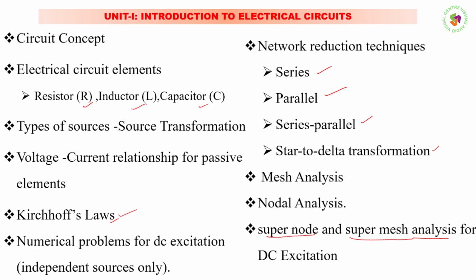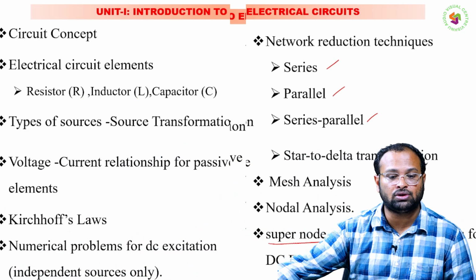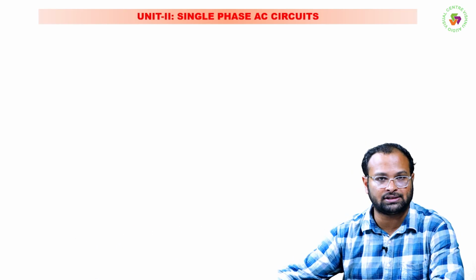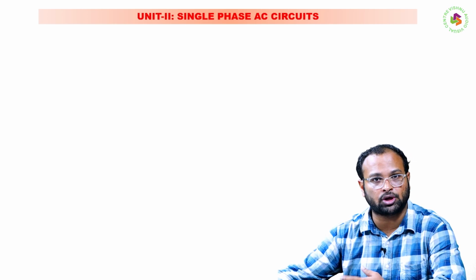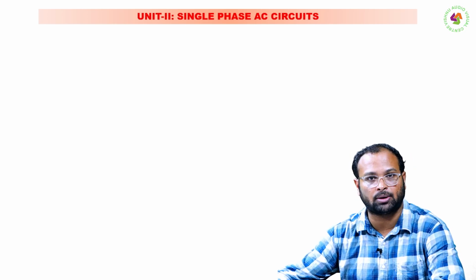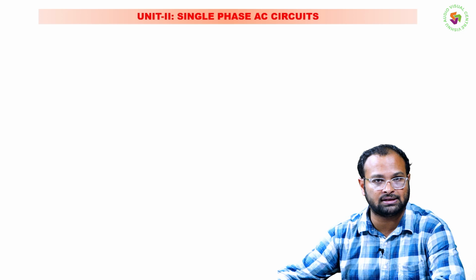As our subject is the principles of electrical and electronics engineering, we are going to deal with only DC excitation problems. Coming to the second chapter, this is single phase AC circuits. What we saw in the first chapter is DC circuits. In the second chapter, we'll deal with single phase AC circuits.